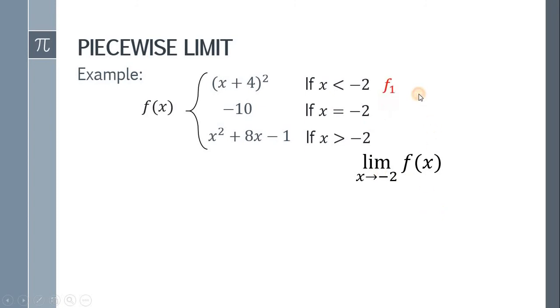Now, lagyan natin to ng function 1, function 2, and function 3. Next, gawa tayo ng number line. Ilagay natin yung boundary natin. Ano ba yung mga boundary natin? Isa lang naman yan. Yun yung negative 2.